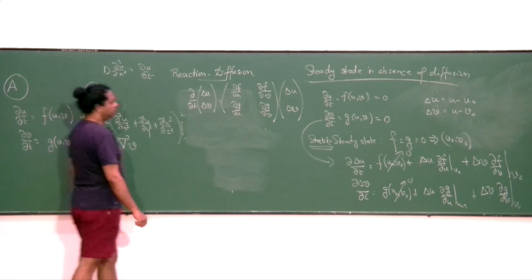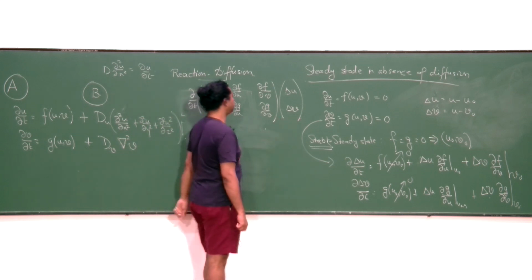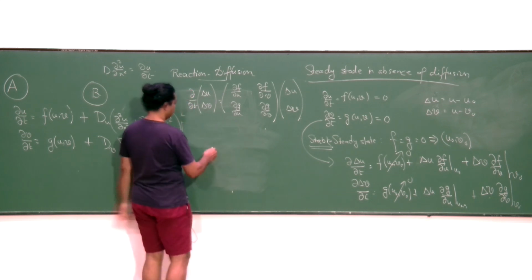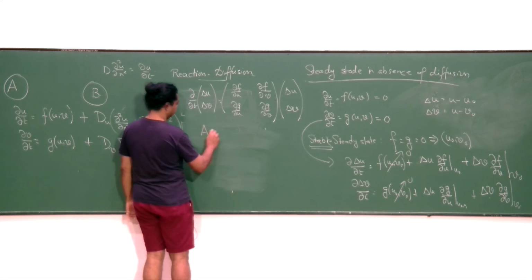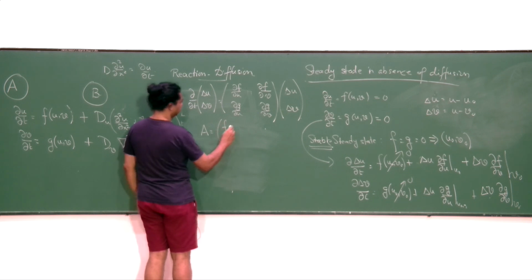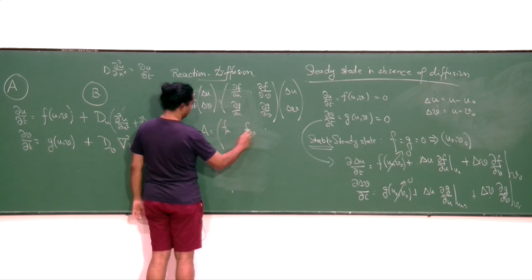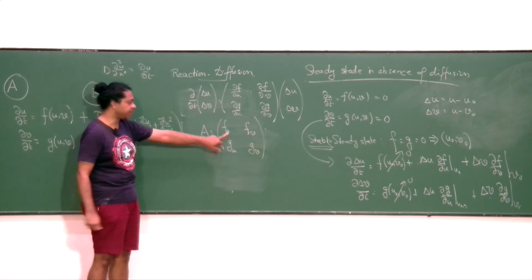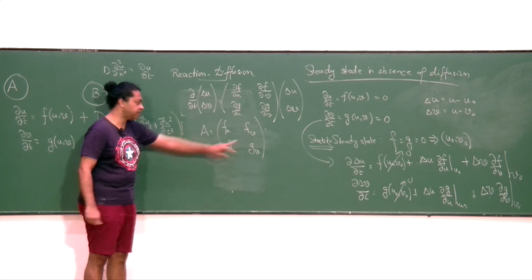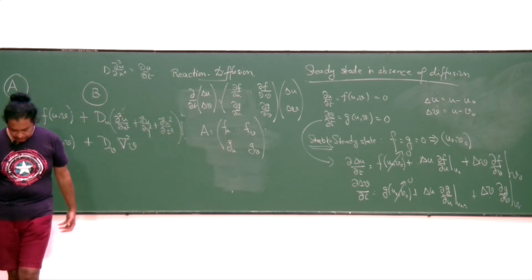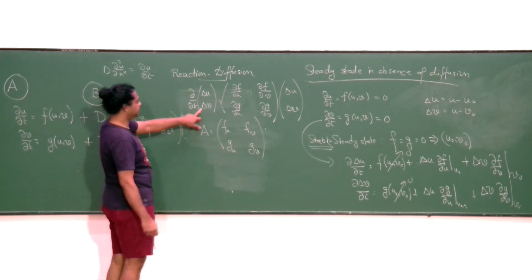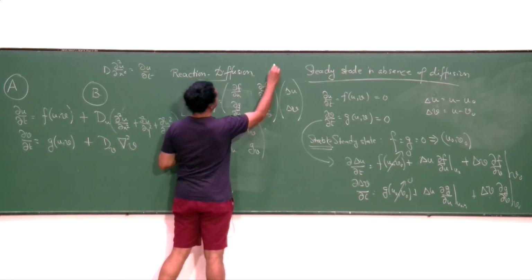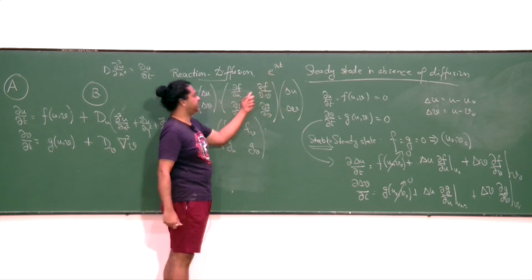Now whether these perturbations will grow or shrink will depend on the eigenvalues of this matrix. Let me call this matrix the stability matrix, and let me use the shorthand notation Fu, Fv, Gu, Gv. These are just the partial derivatives of f with respect to u, f with respect to v, and so on. An equation of this form admits exponential solutions like e to the power of lambda t, where the lambdas are the eigenvalues of this matrix.